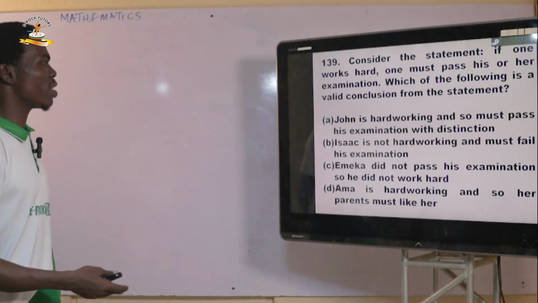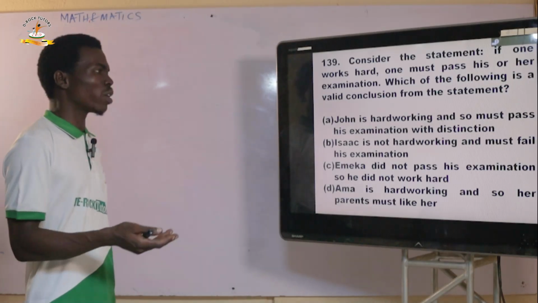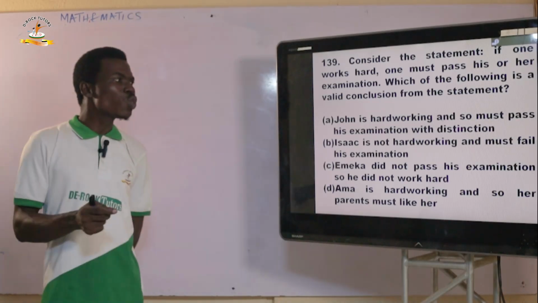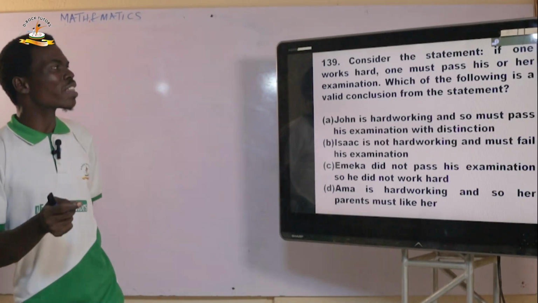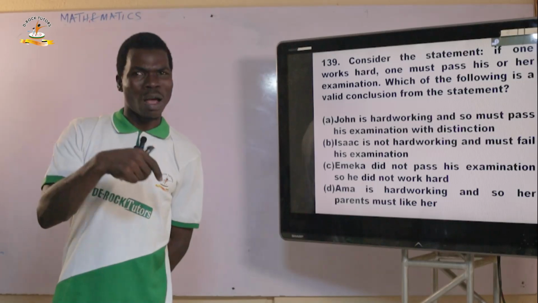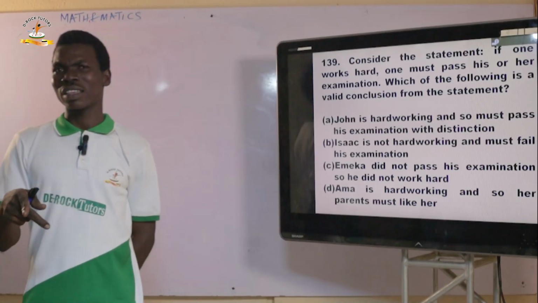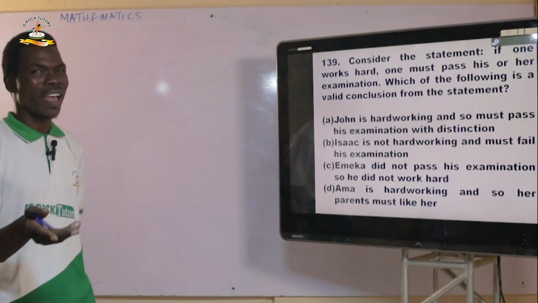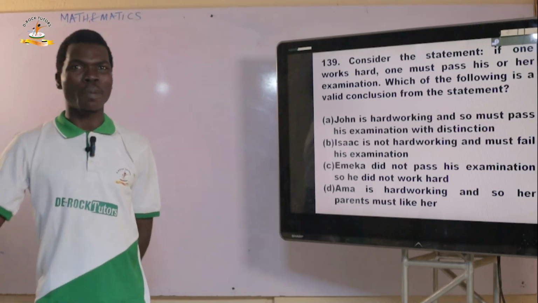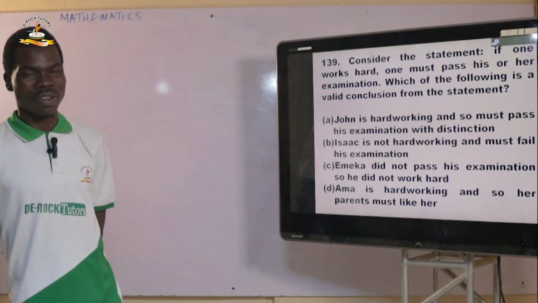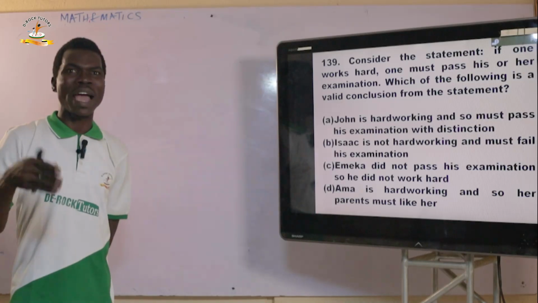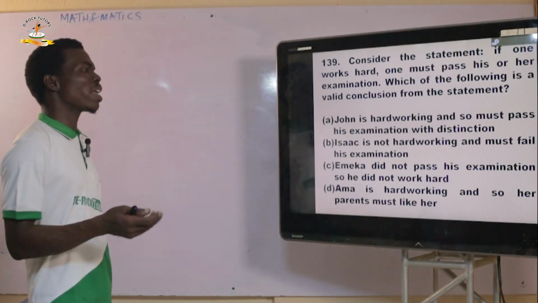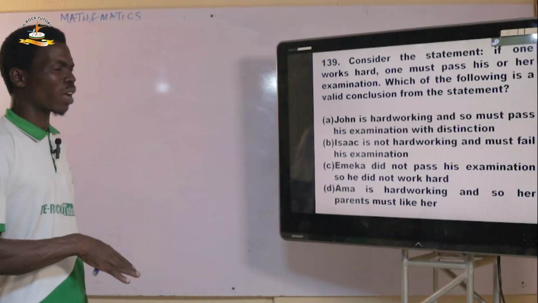So let's see the second option. Isaac is not hardworking and must fail his examination. It did not say if you do not work hard, you're going to fail. It only says if you work hard, you must pass. So it does not tell what happens the other way. The reverse is not the case. So it is not a biconditional statement. We cannot use that. The next one says Emeka did not pass the examination, so he did not work hard.